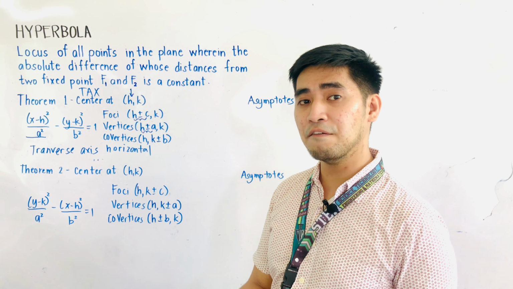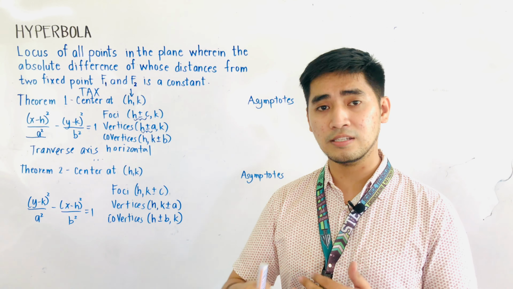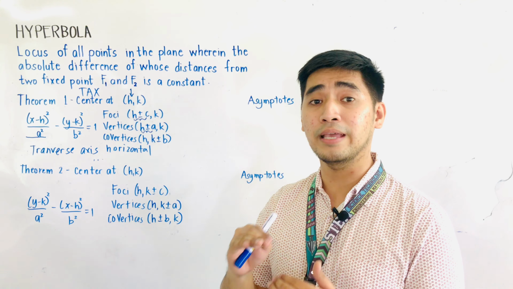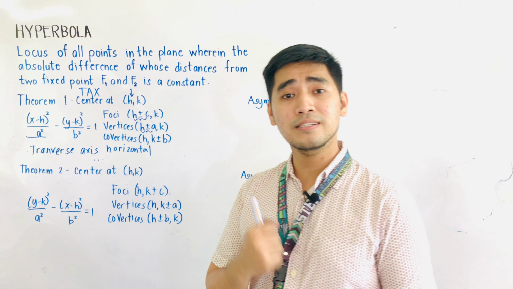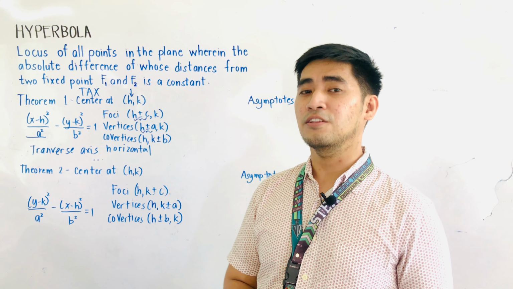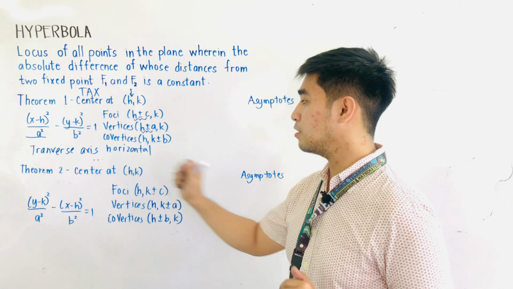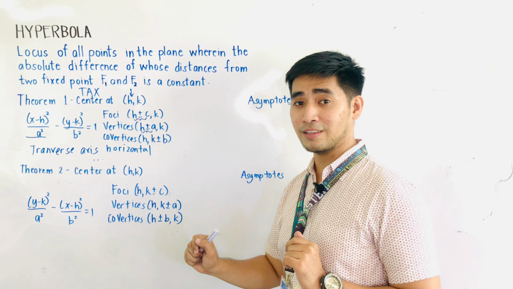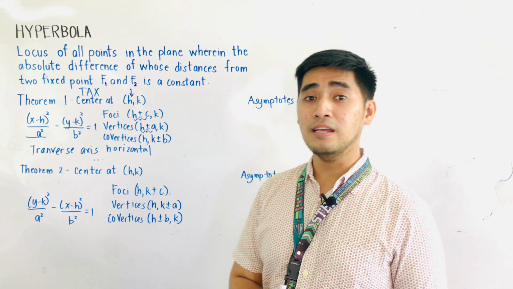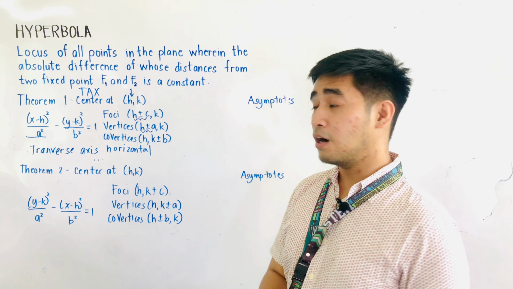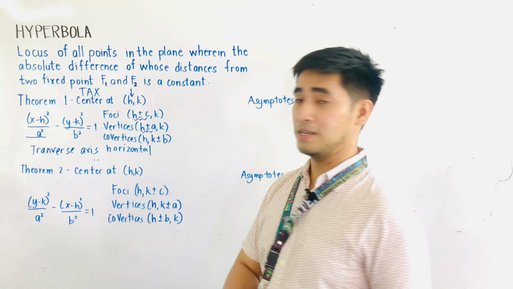Since we are having transverse axis x, we are changing the value of x. We are adding and subtracting from the x of the center. And for the vertices, the variable is a. Therefore, it becomes (h plus minus a, k). And for the covertices, the covertices is the y-axis. Therefore, we'll be changing the y-coordinate of the center, and this becomes (h, k plus minus b).